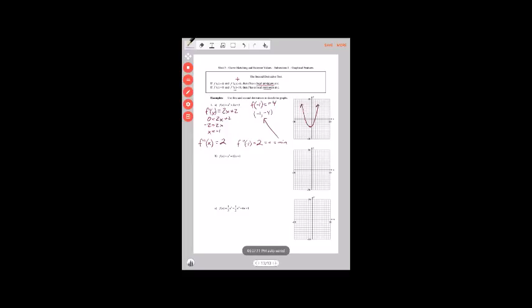Very rough sketch, but kind of like that. All right, so that's interesting. So the second derivative is positive, we get a minimum. All right, let's look at B.